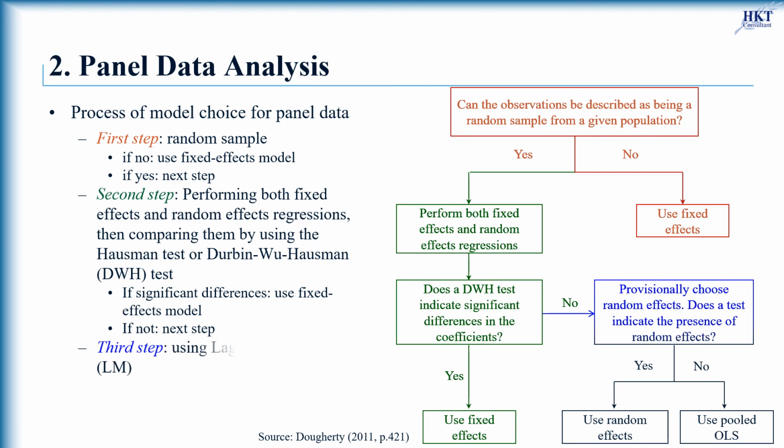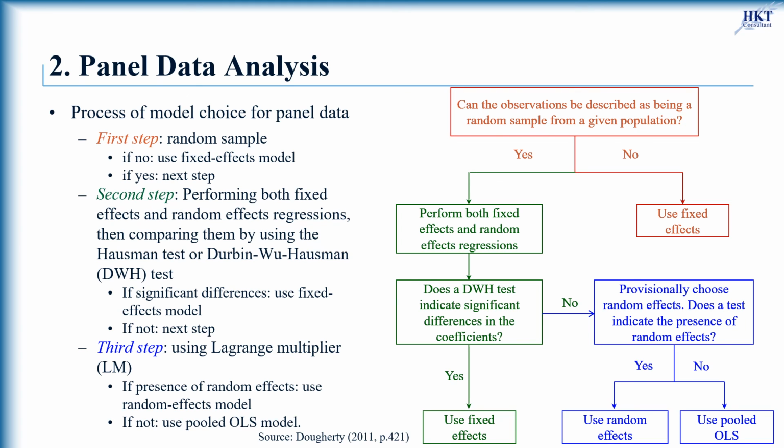In contrast, for the third step, the Lagrange multiplier test is used to decide if the random effects model or the pooled-OLS model is suitable for the research. The null hypothesis in such LM test is that variance across entities is zero. This is no significant difference across units. Specifically, if the LM test indicates the presence of random effects, the random effects model will be chosen, otherwise the pooled-OLS model will be our final decision. To see a practical example using Stata software, please watch the video on choosing fixed effects, random effects, or pooled-OLS models in panel data analysis using Stata.